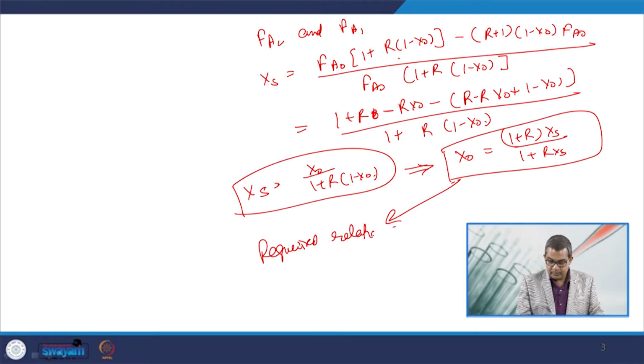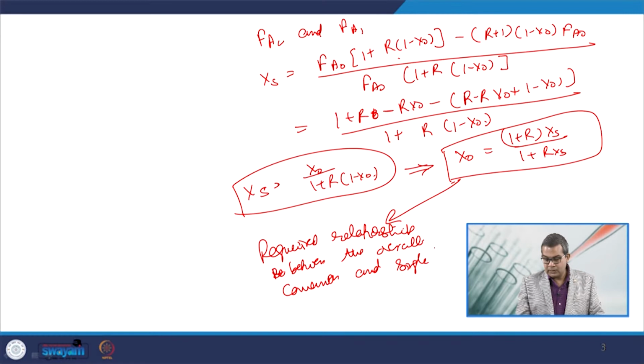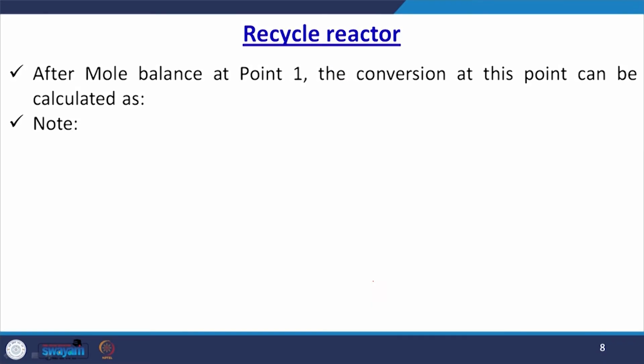Now, this is the required relationship between the overall conversion and single pass conversion.